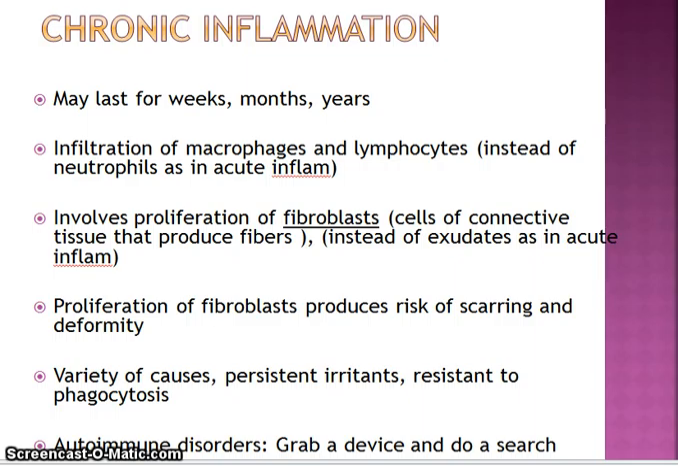There are a variety of causes that can lead to chronic inflammation, things like persistent irritants like exposure to smoking, chemicals, things like that. Chronic stress can lead to it. People can be resistant to the phagocytosis process, and it can also be a result of autoimmune disorders. And if you take any of your devices, like your tablet or your smartphone or your laptop, and just do a quick search about autoimmune disorders, you'll often see that, one, they're chronic, and two, they're caused by types of inflammation. Like, for instance, multiple sclerosis is a chronic problem where there's chronic inflammation that causes damage to the nerves in the myelin sheath that coats them.